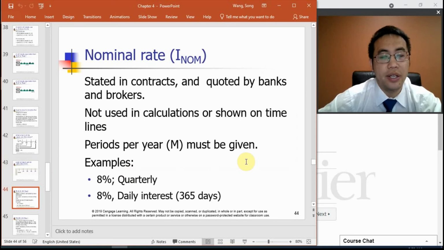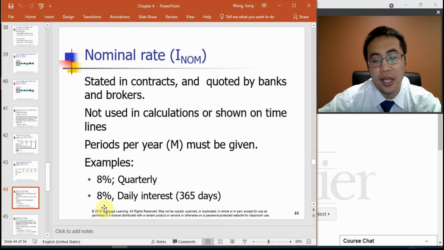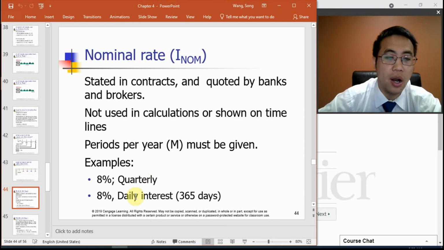The next subject is about nominal rate, and it is also quite an important idea because depending on the compounding method, your future cash flow could be different even though you have the same nominal stated annual rate. Like here, we have an 8% annual rate, and it can be compounded either quarterly, like 4 times a year, or daily, like 365 times in a year.